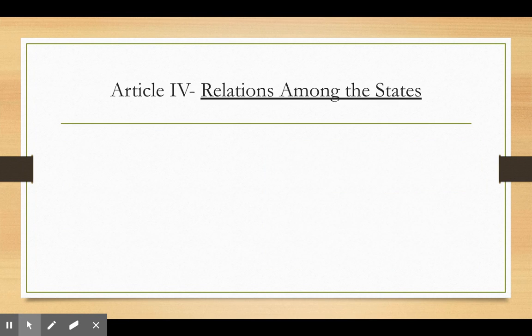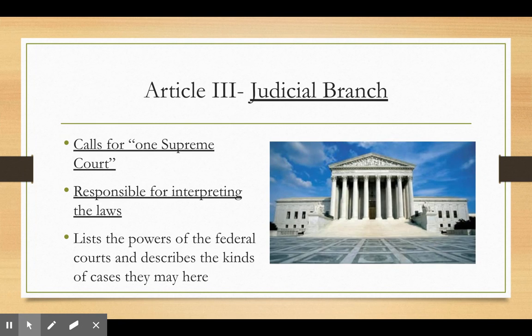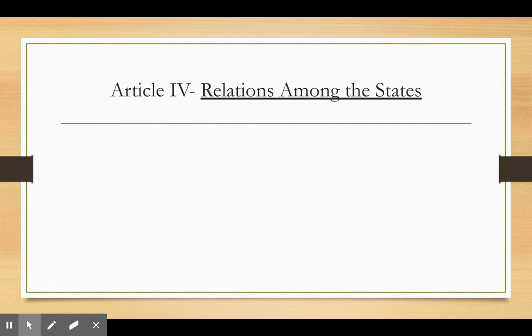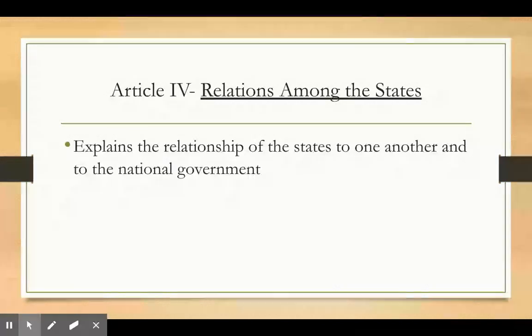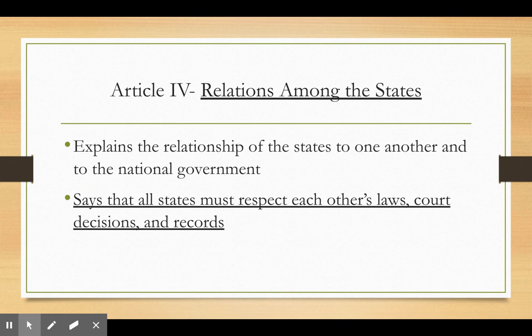Okay. Article 4, the fourth chapter. So really the first three are all about the three branches. Article 4, so IV in Roman numerals, is all about how the states will relate to one another, okay? Because they have this newly formed national government that's going to be pretty powerful. So how does that change the relationship between the states? All right. So it explains the relationship of the states to one another and to the national government. And the biggest and most important thing about this chapter is that it says that all states must respect other states' laws, court decisions, and records.